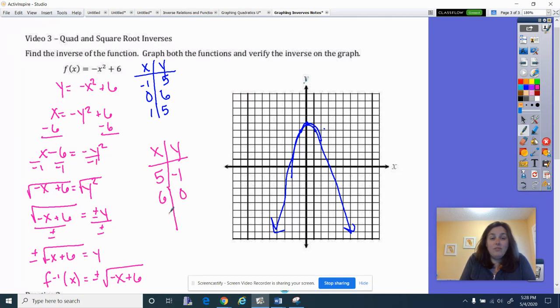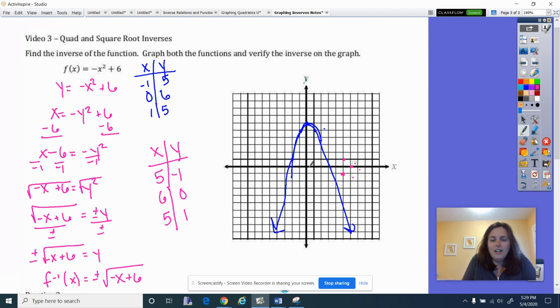When x is 5, I should also have 1 here. Now, that's going to be a little tricky, or not. Let's just graph them. So 5, 1, 2, 3, 4, 5, negative 1. Here we go. Then I have 6, 0. So 6, 0 is right there. And then I have 5, 1.